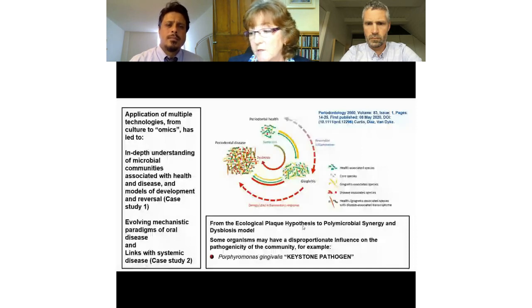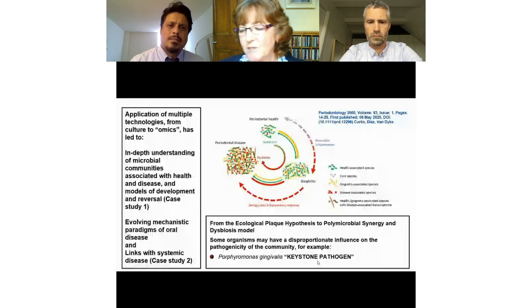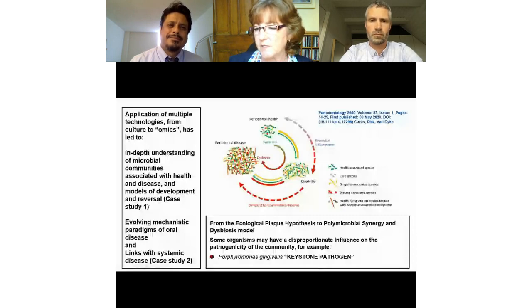So for example, from the ecological plaque hypothesis that Phil Marsh coined in the 1990s, really to describe caries and then extended to periodontal disease, to the more recent polymicrobial synergy and dysbiosis model, in which Porphyromonas gingivalis in particular is termed a keystone pathogen. And this organism has a disproportionate influence on the pathogenicity of the community, and raises the hypothesis that it raises the pathogenicity of the entire community. So you get a new set of gene expression within this disease-associated population.